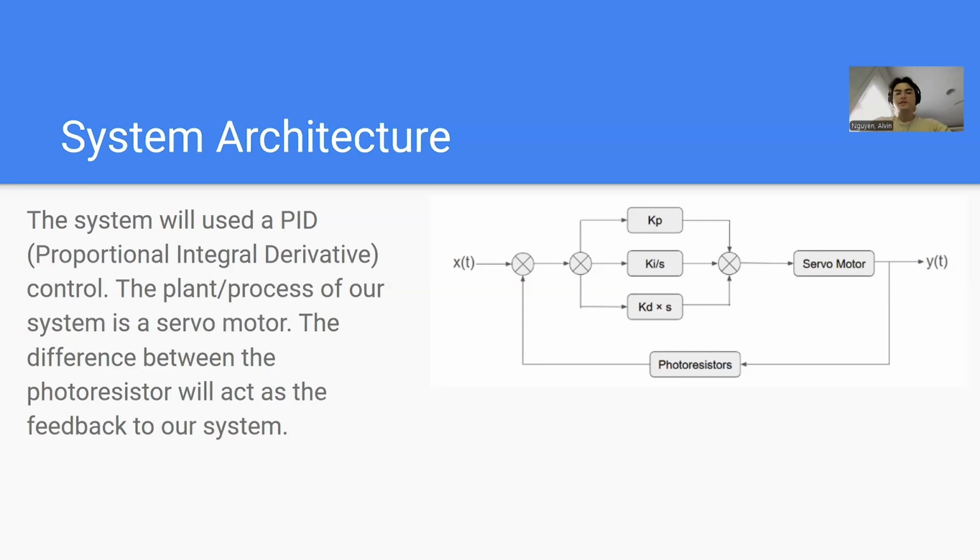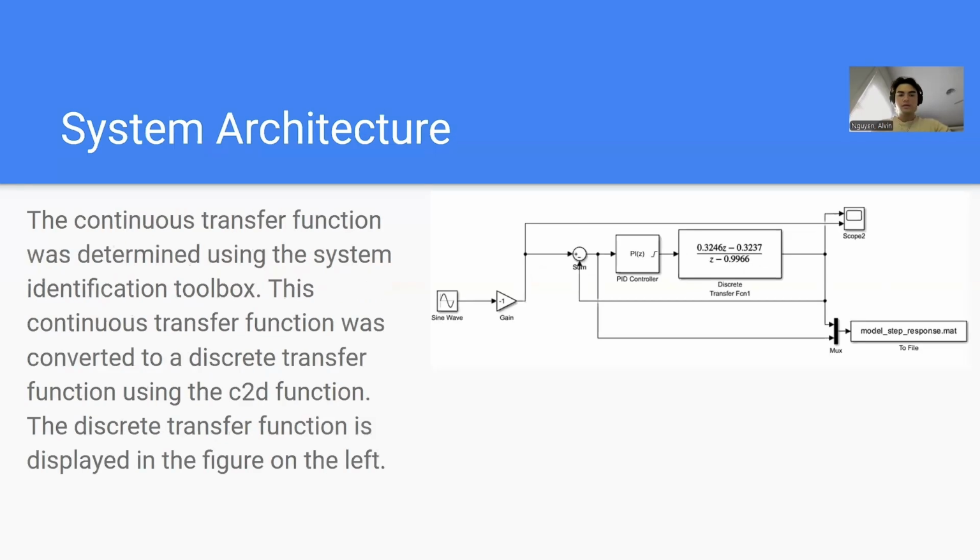The sum of each PID term will be sent back to the plant control, which will control the servo. We use a range of photoresistance difference for our input and the desired angle based on each of that specific input to find the transfer function using MATLAB. The simulated model of our design is shown on the screen. You can see the discrete transfer function, and that will be controlled using the PID controller.